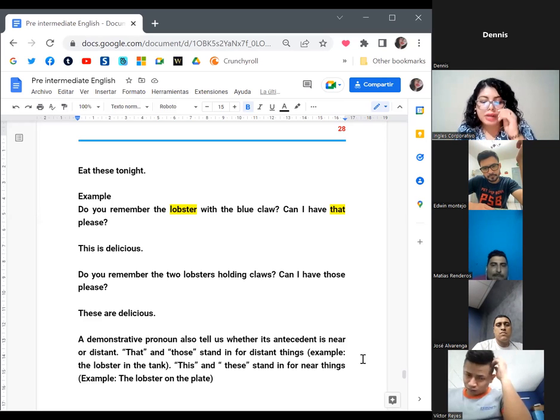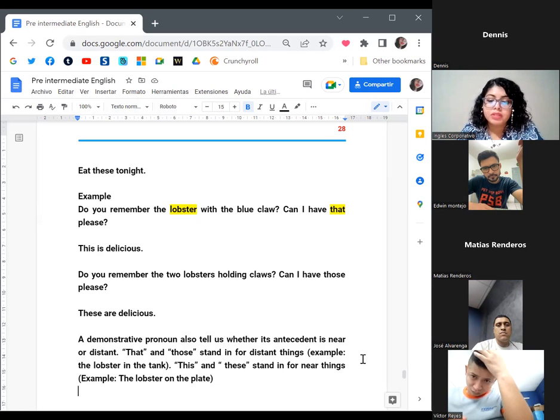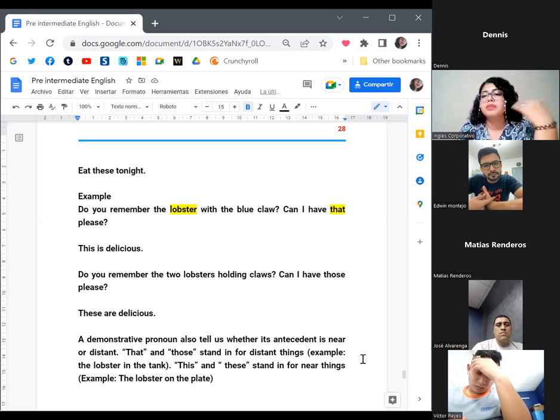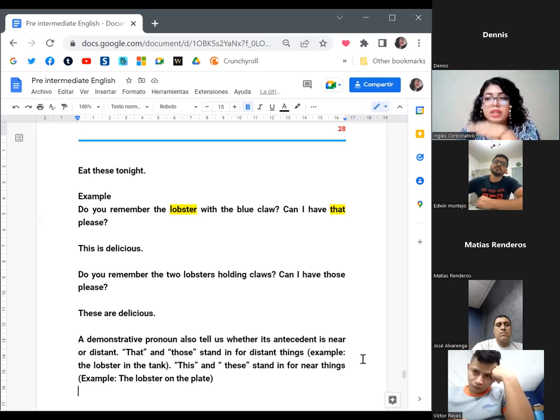So remember that demonstrative pronouns stand for things. Typically, they stand for a noun phrase or a previously expressed idea. Demonstrative pronouns do not modify nouns. In this case, they are not modifying anything, like, for example, adverbs or prepositions. The demonstrative pronouns are not changing anything. They are not modifying the nouns. The nouns are the same.